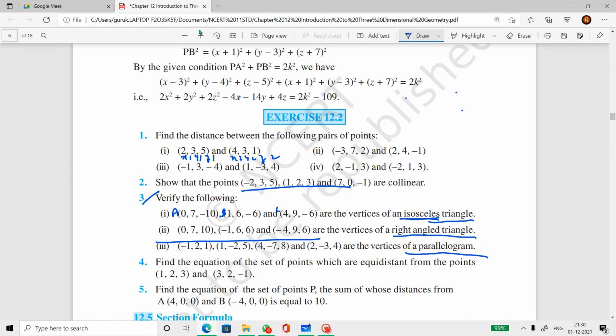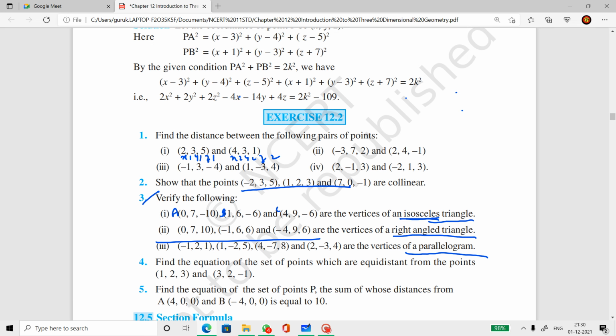Parallelogram, opposite sides are equal. So here we cannot use the slope formula, so you have to use the distance formula. So find the distance between AB, BC, CA and AD. If opposite sides distance is equal, then it's a parallelogram.